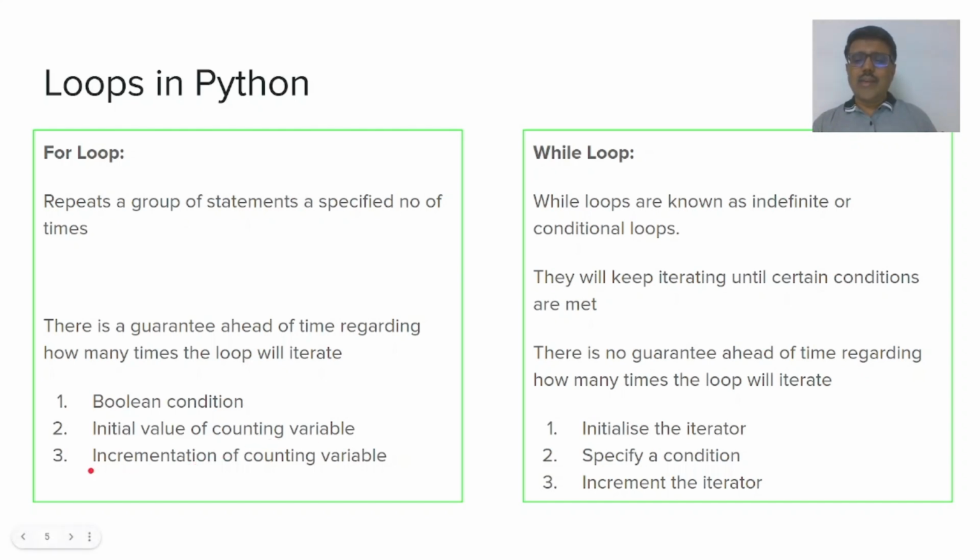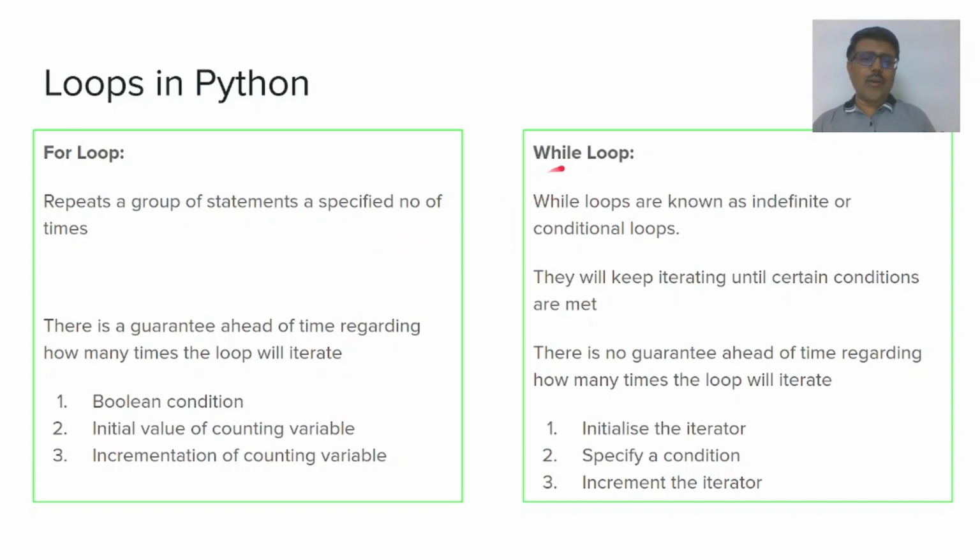And then incrementation of the counting variable. What is the increment value? Typically, in any loop, you'll be using plus 1, or if you need plus 2, like that, you can also give that. So essentially, you need to understand that there is a condition, there is the initial value of the counting variable, and then the incremental value to increment it. If you don't specify any increment, it understands that it is plus 1 only. Okay, so that's what you need to understand.